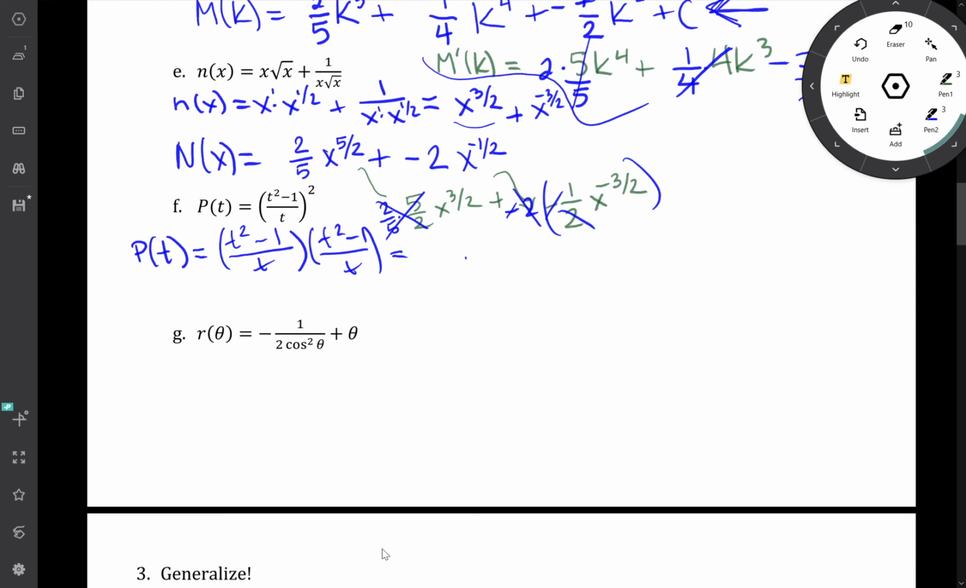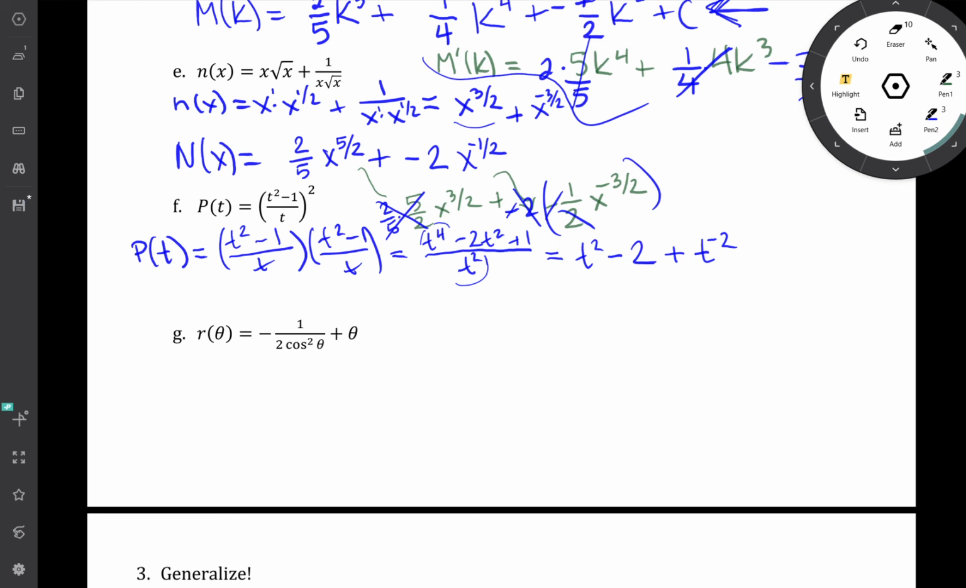So the bottom's going to end up being a t squared, and the top's going to end up being t to the 4th minus 2t squared plus 1. And then I'm going to divide the t squared in. So when I do t to the 4th divided by t squared, I get t squared. When I do -2t squared divided by t squared, I just get negative 2. And when I do 1 over t squared, I just get that, but I'm going to rewrite that as t to the negative 2. So simplifying first gets us back to that basic power rule that we've been playing around with.